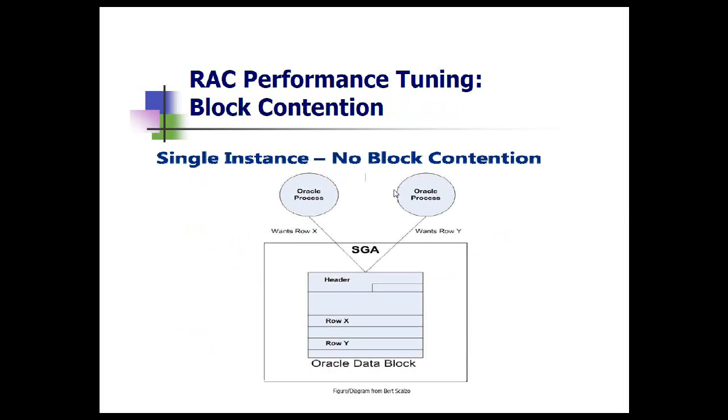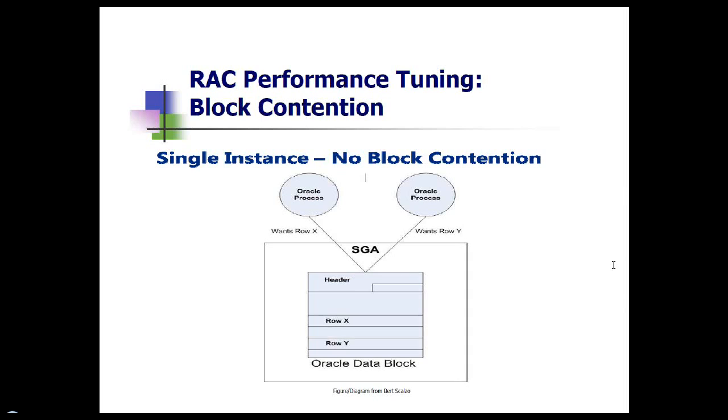Let's say that I'm in my single instance database and I have 2 different Oracle processes. And one of those processes wants to do some operation on row X, and the other database process wants to do some operation on row Y. And row X and row Y, as you can see, are both in the same block. There is information stored at the end of the header. That's why I've highlighted that bottom right corner of the header section. There is information stored there to tell these processes whether row X and row Y are locked or not.